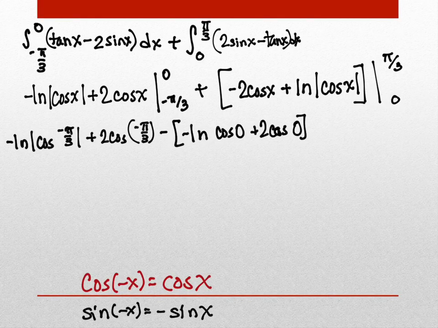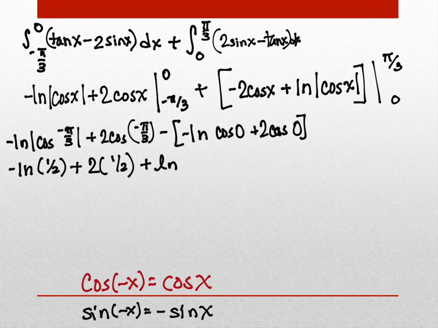All right, unit circle. What is the cosine of pi over 3? It is 1/2. So this is negative natural log of 1/2 plus 2 times 1/2, minus. Now what is the cosine of 0? This is minus and negative, so I'll do plus. Yeah, the cosine of 0 is actually the number 1. So this negative distributing through here gives me a negative over here, and I have 2 times 1 over here. Okay, that's half of it.